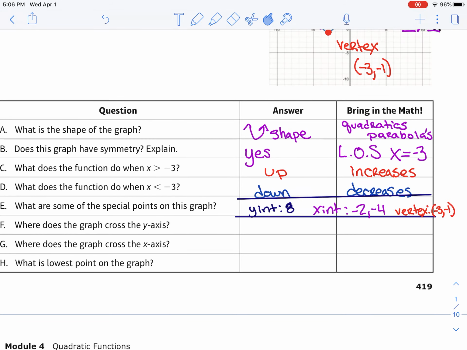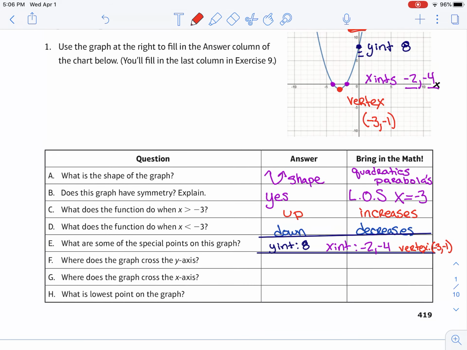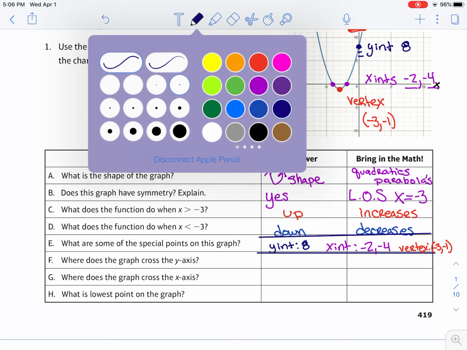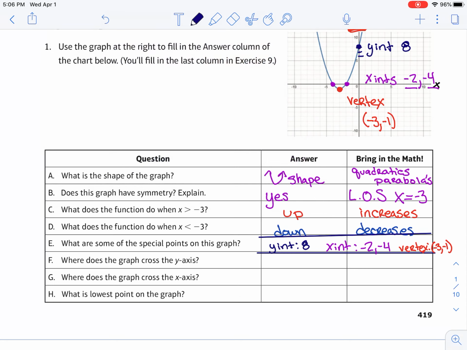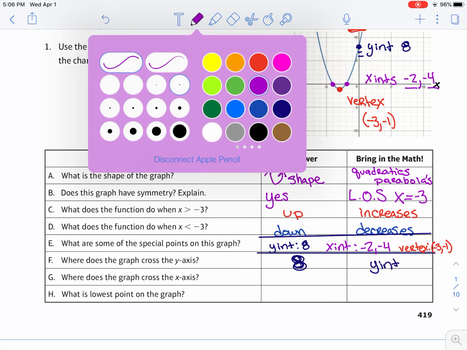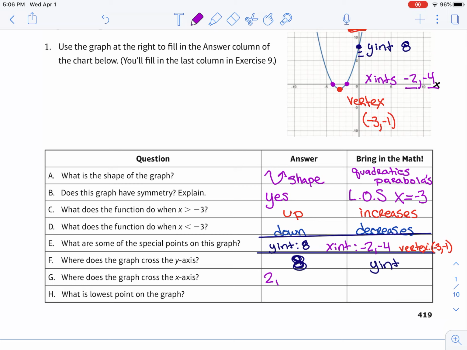Then it says, where does the graph cross the y-axis? So that refers to one of our points. It refers to that y-intercept. And that happens at 8. Then it asks, where does the graph cross the x-axis? And that happens in 2 places. At -2 and -4 is where it hits my x-axis. And those are called x-intercepts.